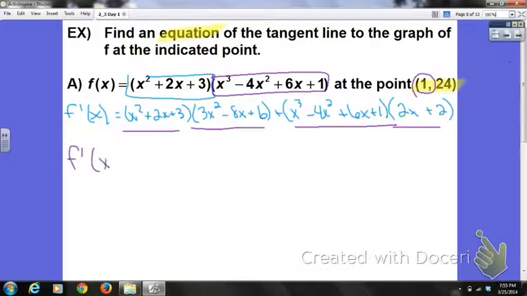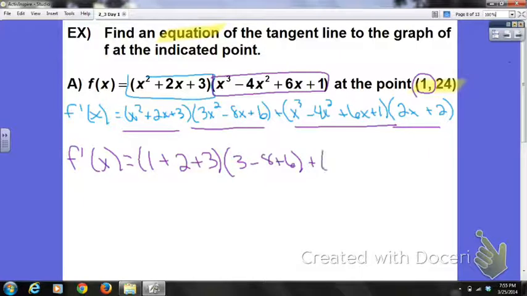f prime of x is equal to 1 squared, which is 1, plus 2 times 1, which is 2, plus 3, times 3 times 1 squared, which is 3, minus 8 times 1, which is 8, plus 6, plus 1 cubed is 1, minus 4 times 1 squared, which is 4, plus 6 times 1, which is 6, plus 1, times the quantity 2 times 1, which is 2, plus 2.